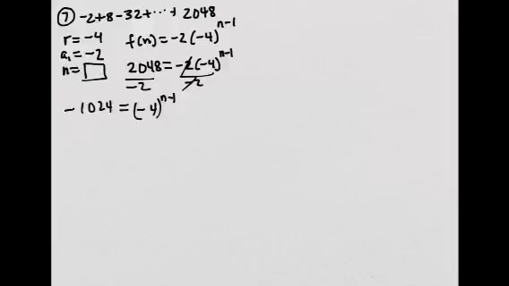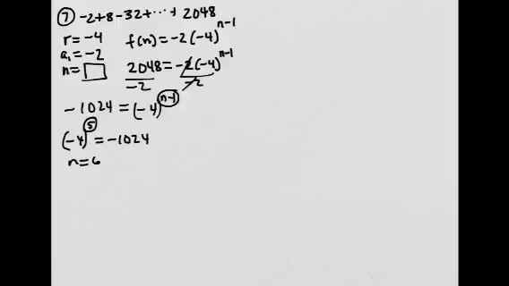Now I'm going to try different powers of negative 4 to get negative 1024. I'm going to use odd numbers, because if my outcome has to be negative, then the exponent for negative 4 has to be an odd number. So I'll try some odd numbers. I tried some, and it turns out that negative 4 to the 5th is equal to negative 1024. So that means n minus 1 has to equal 5, so n equals 6.